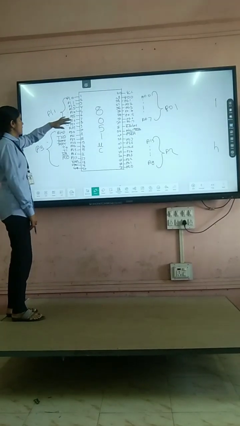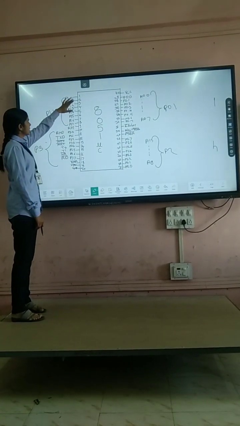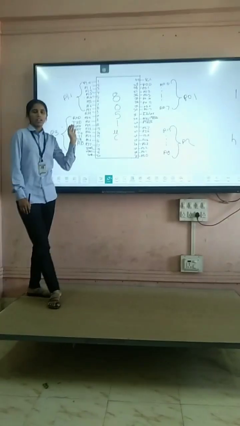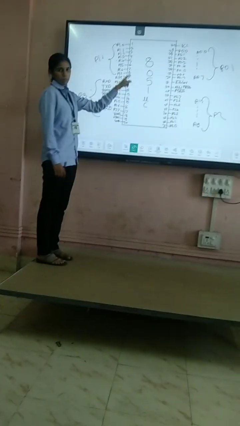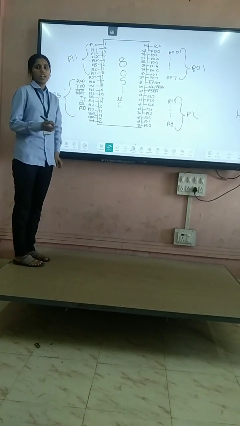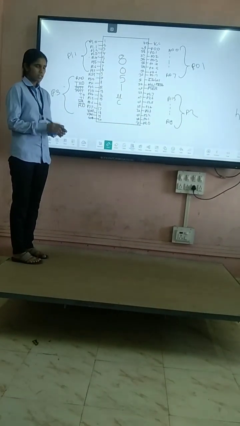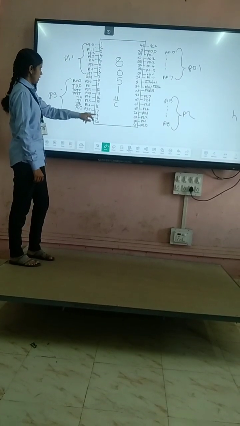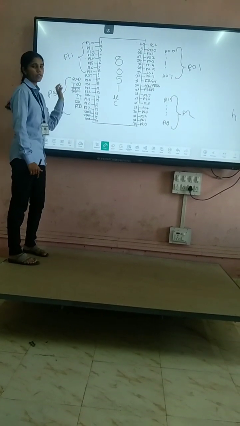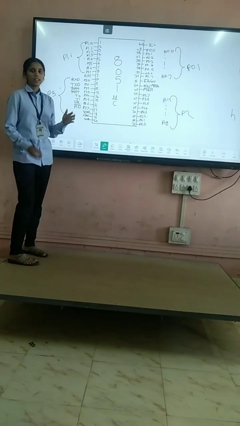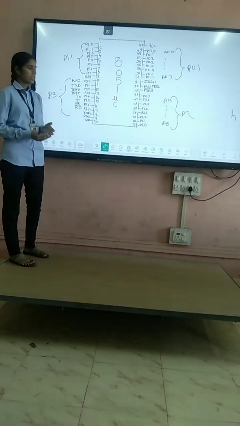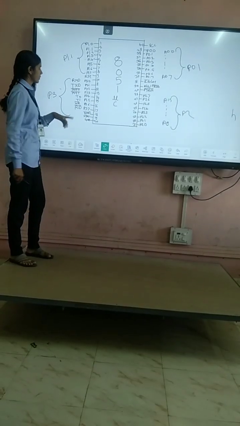Port 1 pins are pin number 1 to 8. These pins are bidirectional input-output ports. Pin 9 is the reset pin. It resets the microcontroller to its initial state. And port 3 starts from pin number 10 to 17. It serves functions like interrupts, timer, control, and serial communication, RxD, TxD.